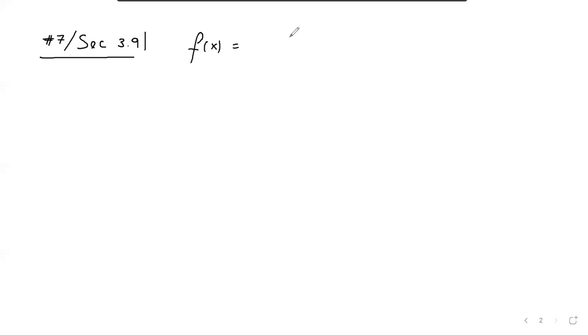All right, folks. So let me take this out of the way. It's always in the way here on my screen. So problem 7 of section 3.9 is f of x equal to 7x to the 2/5. Is it 2 or 7? Oh boy, my eyes aren't very good anymore. So 7x to the 2/5.